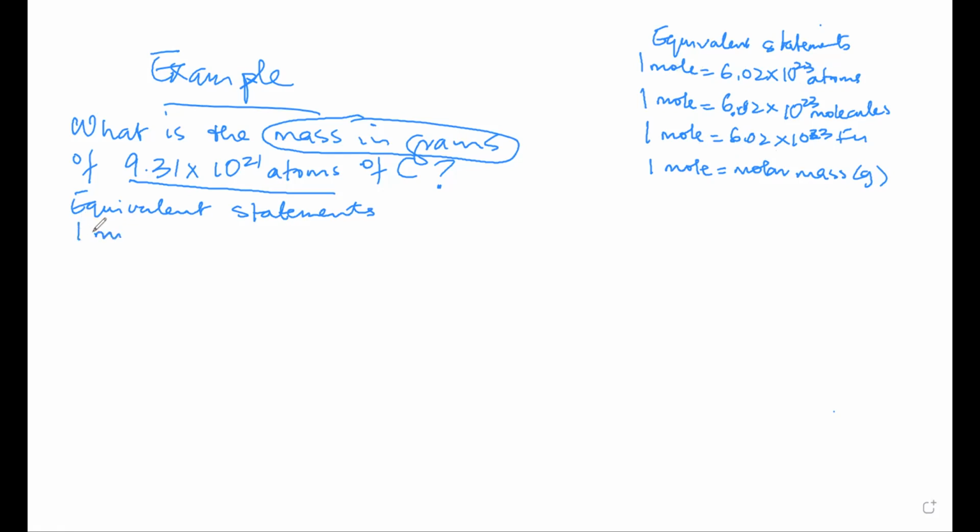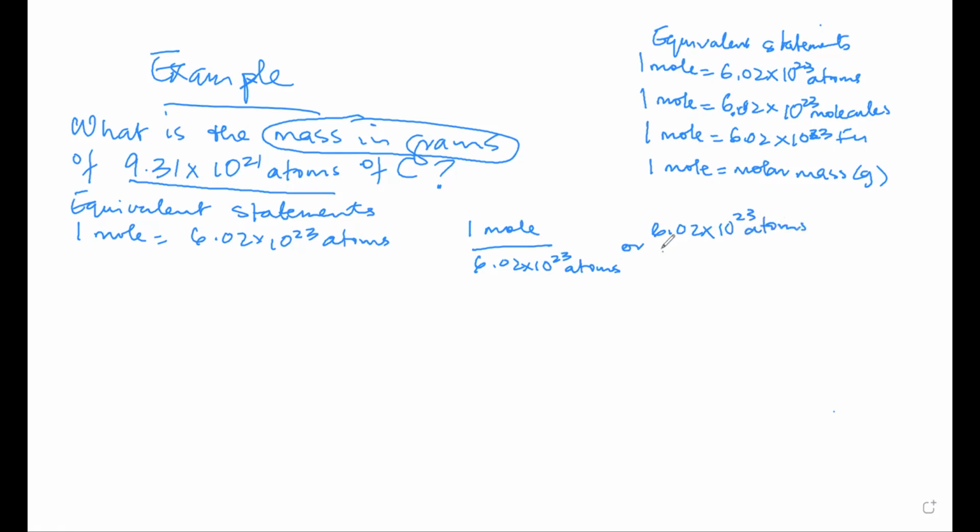So equivalent statement is 1 mole equal to 6.02 times 10 to 23 atoms. Then conversion factor for this will be 1 mole over 6.02 times 10 to 23 atoms, or 6.02 times 10 to 23 atoms over 1 mole. So if you go from atoms to mole, then the next one will be 1 mole equal to molar mass.